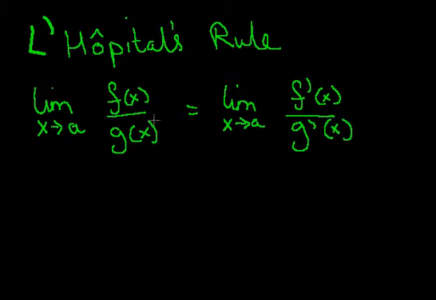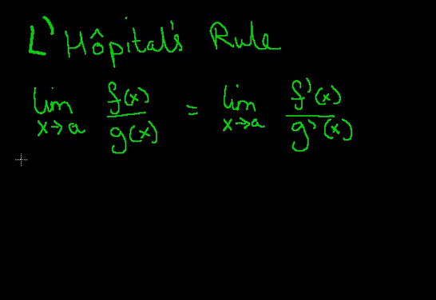And remember, this is only going to work on a limit that ends up in an indeterminate form. If you have a limit which you can substitute and solve, and you take the derivative in the numerator and the denominator, it's going to give you a different answer from the original one. So keep in mind that this only works if your limit ends up in an indeterminate form, like 0 over 0, or infinity over infinity, or something like that.